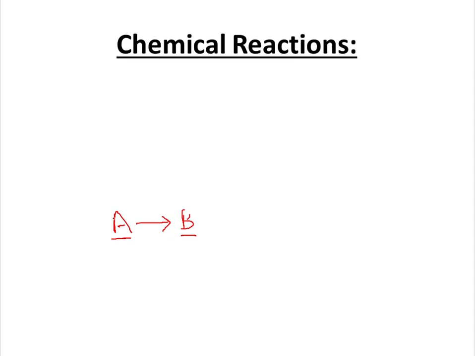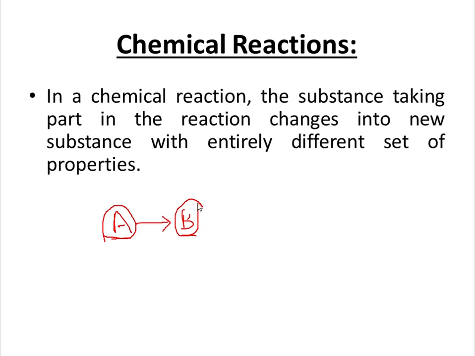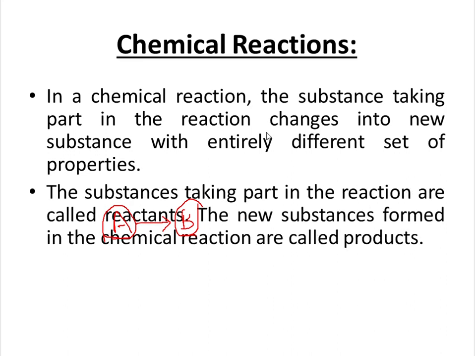So the matter which is in the beginning of the reaction is called the reactant, and the new substance that is formed during the reaction is called the product, right? So the reactant is the one which takes part in the reaction, and the product is the one which is formed due to the reaction, right? We have already discussed that in a chemical reaction, the substance taking part in the reaction changes into a new substance with an entirely different set of properties.